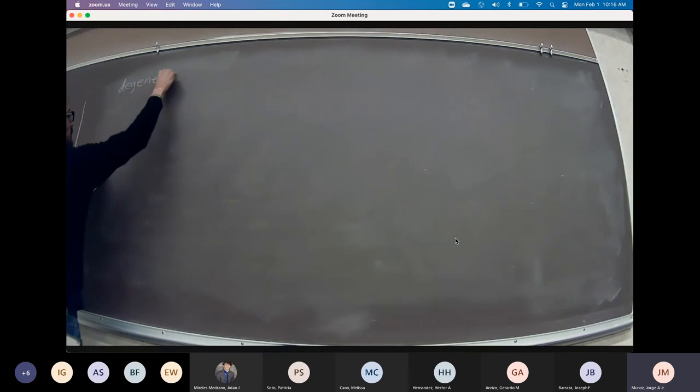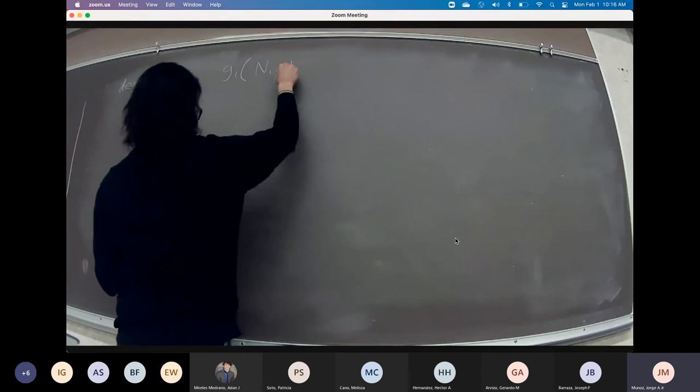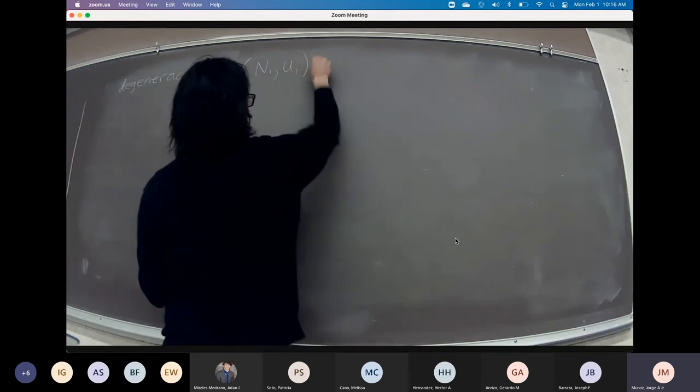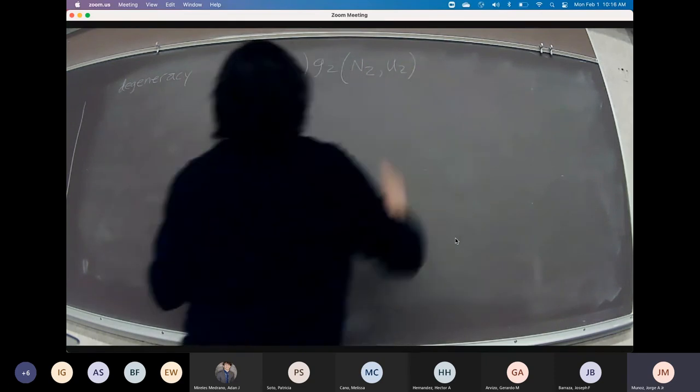So we know that the spin and the energy are essentially the same thing. Before contact, the degeneracy, so the number of states that are available and that are equally likely, that is the definition of degeneracy, is G1(N1, U1) and G2(N2, U2).